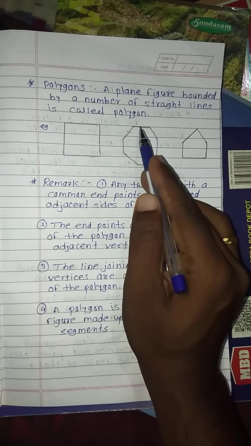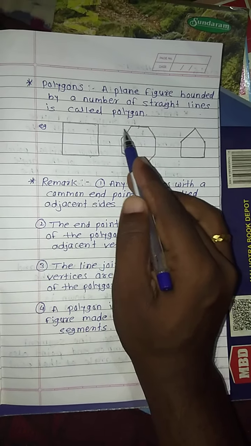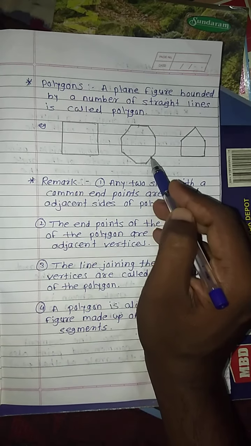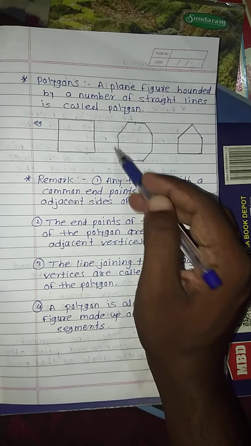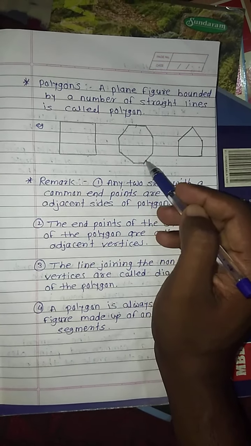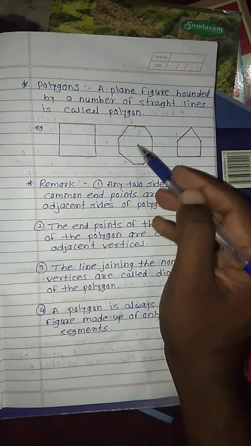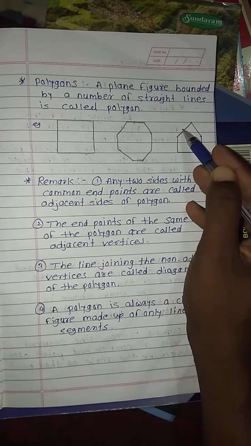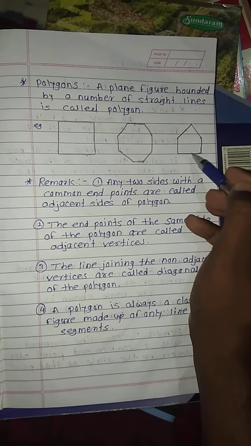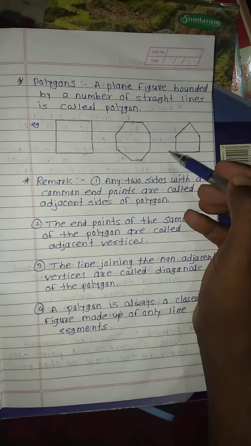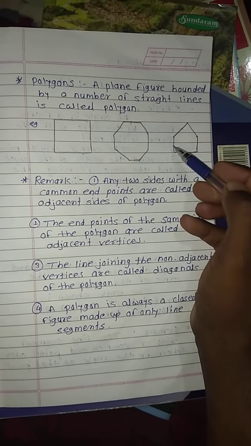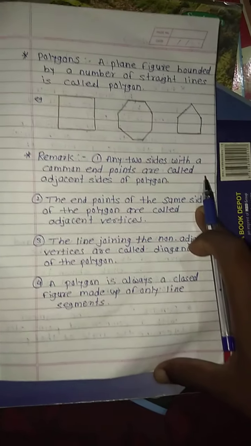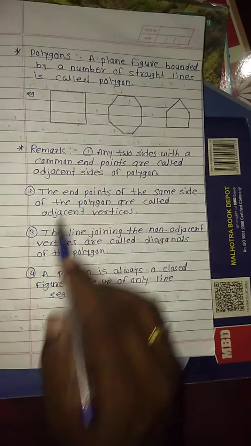Here also, one side, second side, third, fourth, fifth, sixth, seventh and eighth side, means these are 8 straight lines joined to each other, then we can say that this figure is nothing but a polygon. Here also this is a straight line, this is a straight line, this is a straight line. They are joined together, they are bounded together. Then we can say that this is a polygon. I hope you understand. Now we will discuss some remarks.